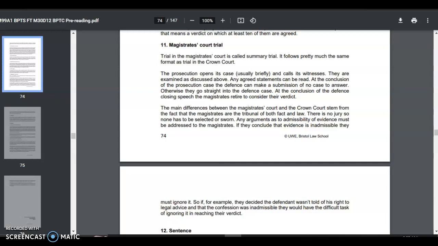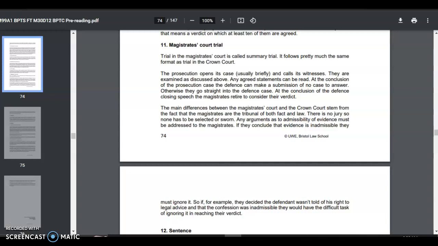So if magistrates do not agree to the submission of no case, then the defense is to be called to give their evidence, and after that the defense witnesses come, and those witnesses are examined in chief, cross-examined and re-examined. At the conclusion of the defense closing speech, the magistrates retire to consider their verdict. So after the whole course of the trial procedure, the magistrates themselves retire and decide the verdict themselves without using any jury.